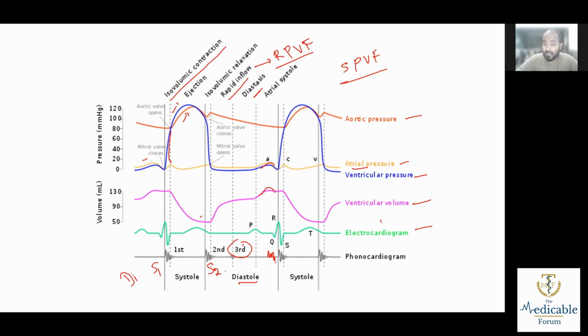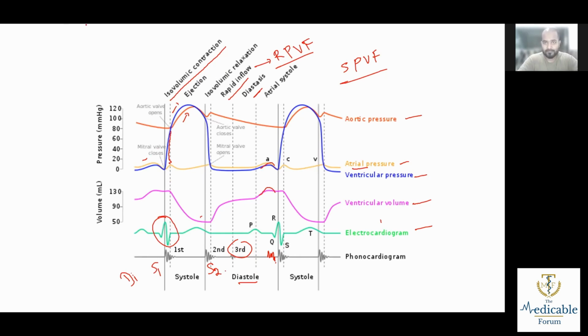S3 and S4 are both heard during diastole, and S4 is at late diastole. And you see the relationship with the QRS complex. After the QRS complex is over, only then does the mechanical event happen. So always the electrical event happens first, then the mechanical event happens.